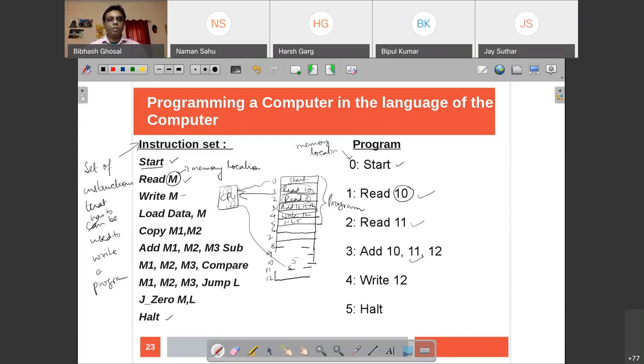So you see how my program works. I am just adding two numbers. C equal to A plus B. A and B are two memory locations. I am adding them. But this small instruction is equivalent to these, because I have to write them using these instructions and nothing else. This is the problem.